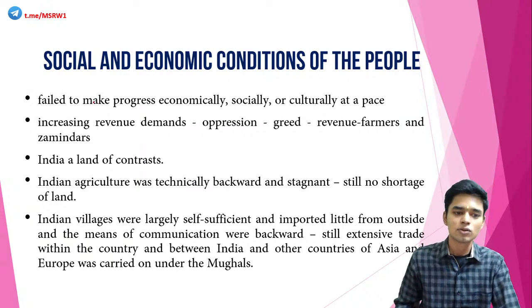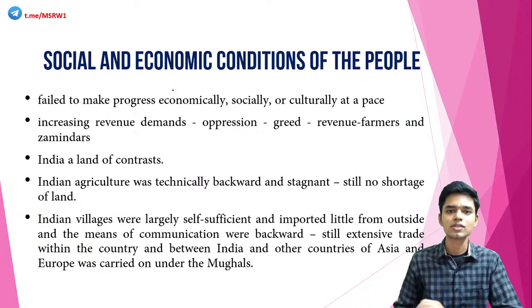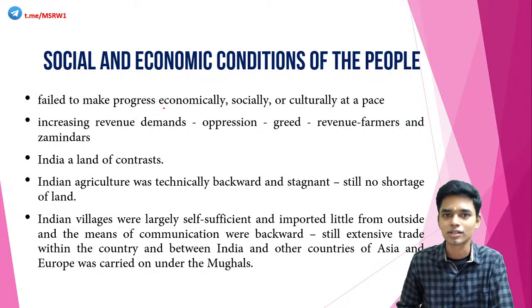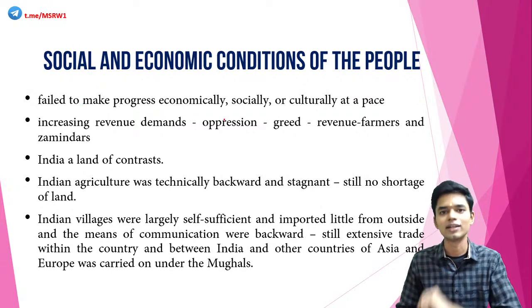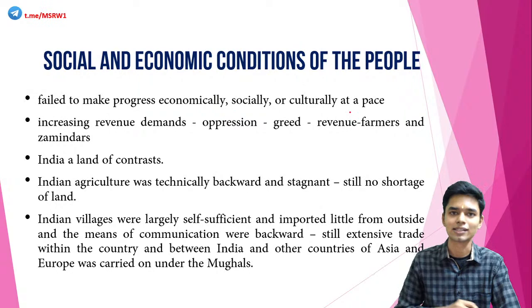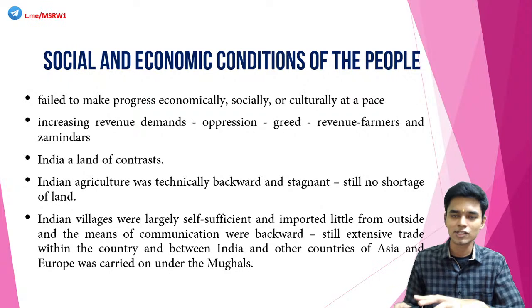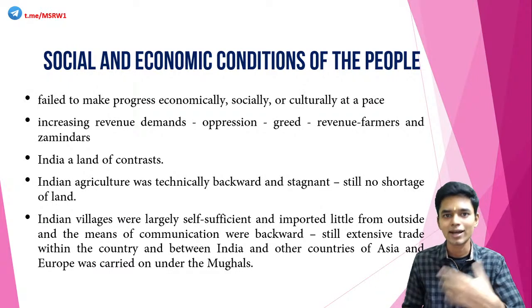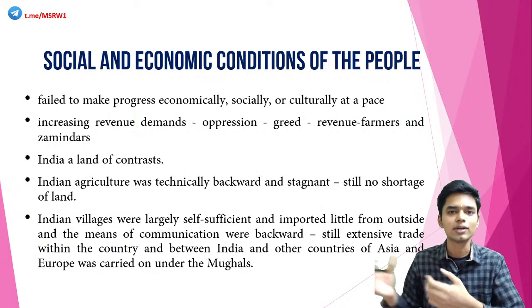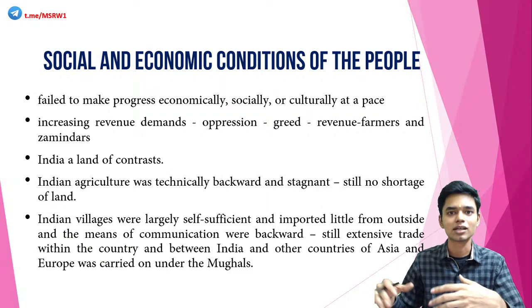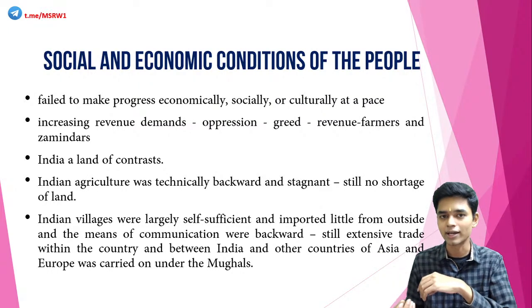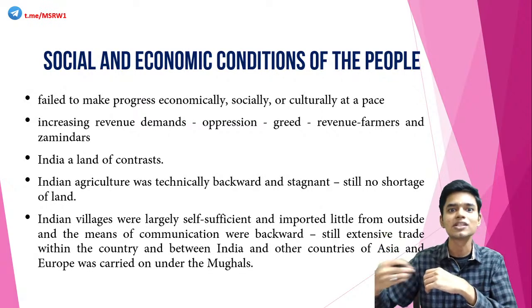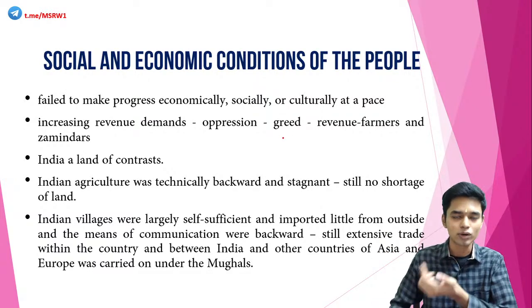So on the whole, we can say that the social and economic setup in India was not very good. It was actually failing to make progress. India was failing to make progress economically, socially, culturally, etc., at the pace that we would require. Overall, in all these states which were set up in medieval society, the revenue demands were increasing. The peasants were continually oppressed. Nobles were becoming increasingly greedy for high posts. Rather than loyalty to their own king or their own empire, they had selfish goals to attain. So they were more and more greedy.